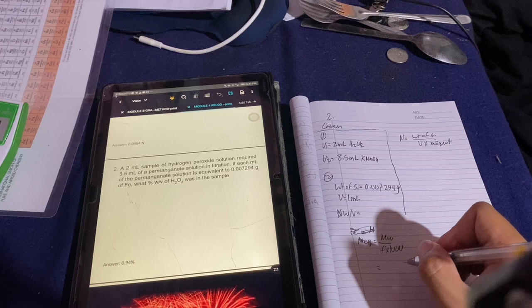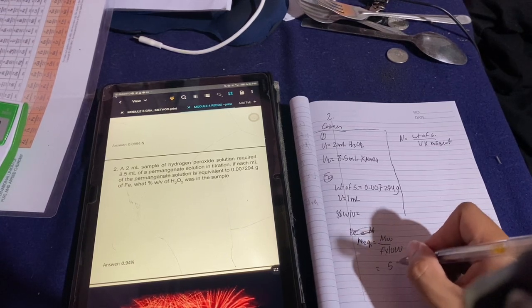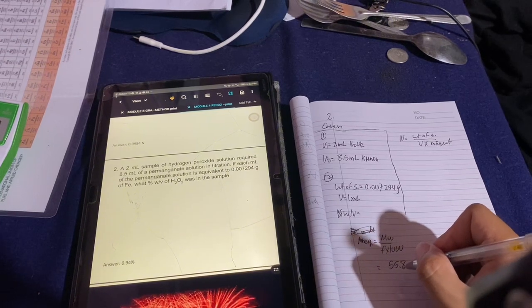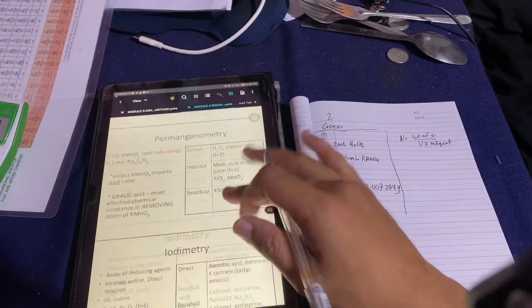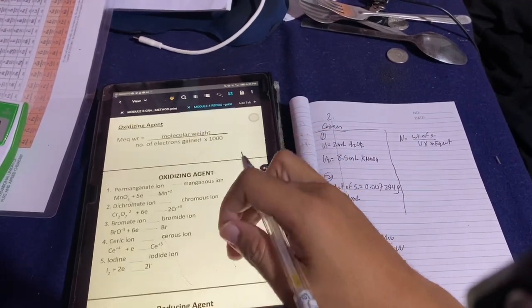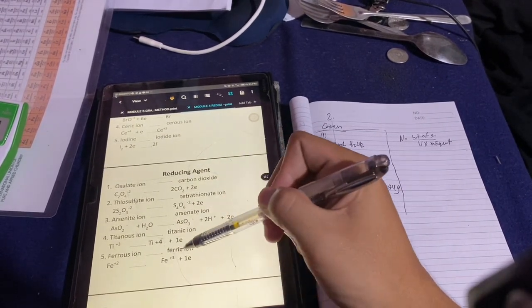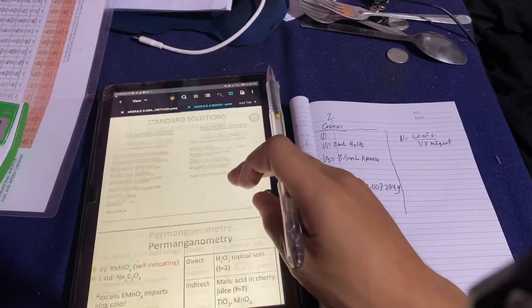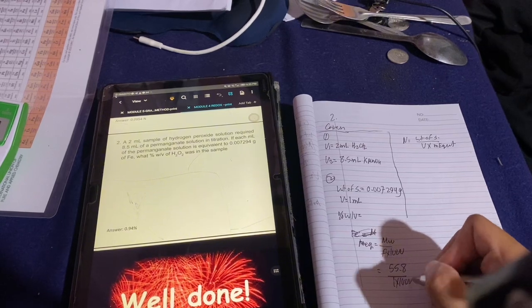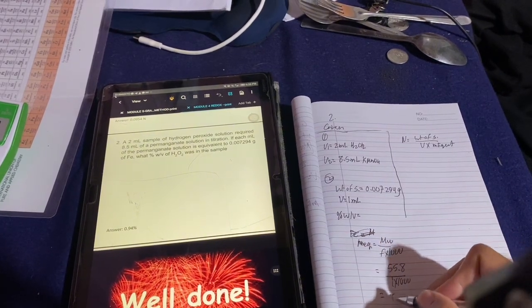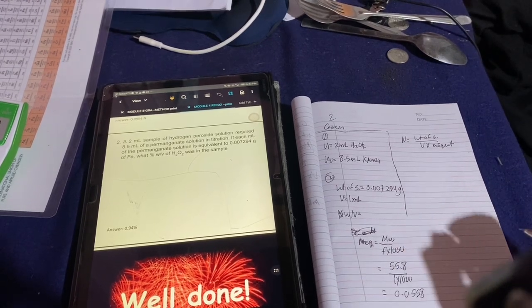In order to calculate, the molecular weight of Fe is 55.8. Then the factor is very easy. We just go here and look at the oxidizing agents and the reducing agents. Here in the reducing agents, as we can see, it loses 1 electron. So our factor is only 1 electron, times 1000. So our milli equivalent weight is 0.0558. So that's our milli equivalent weight.